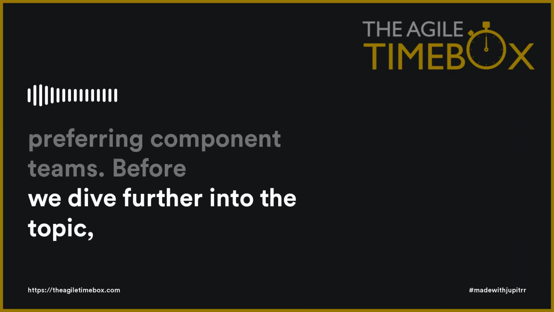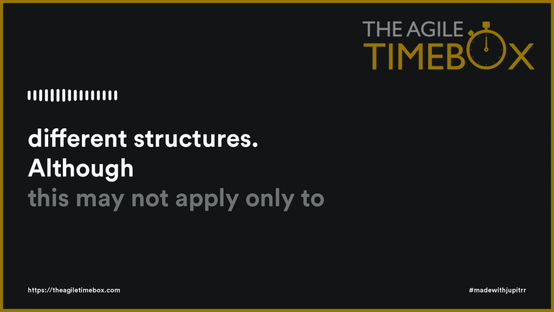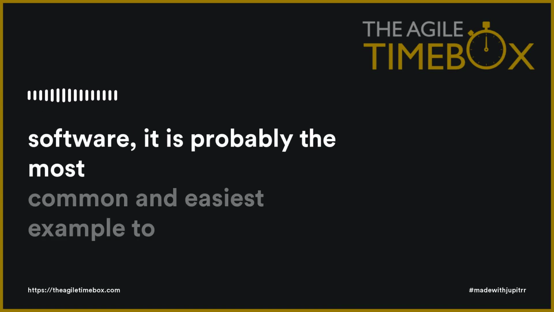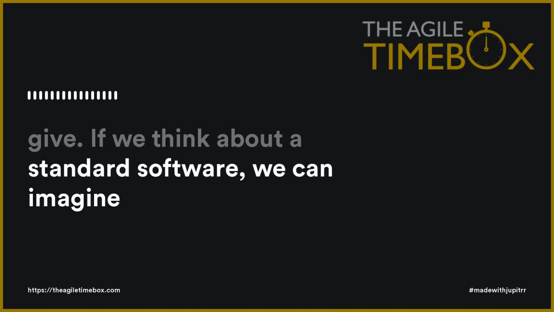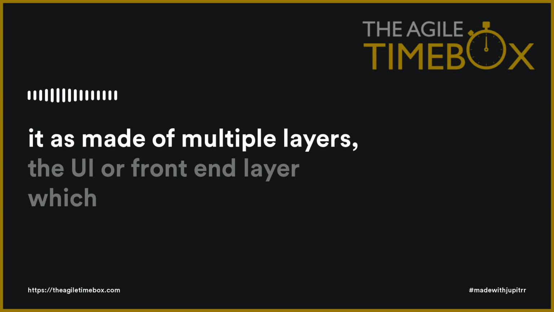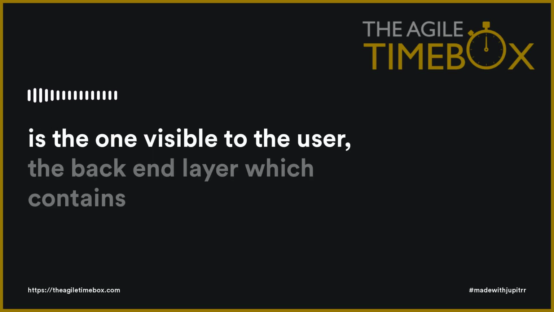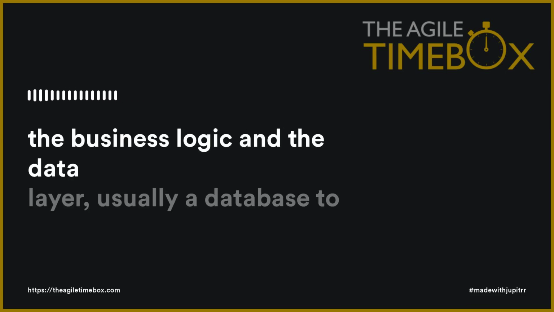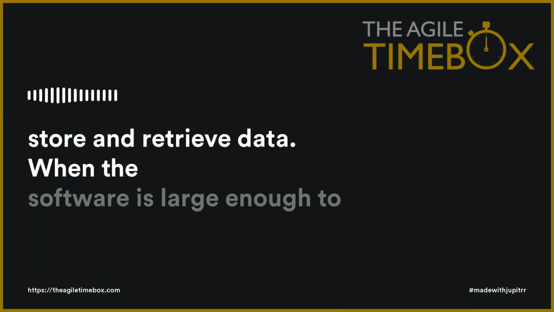Before we dive further into the topic, let me quickly explain the basic difference between the two different structures. Although this may not apply only to software, it is probably the most common and easiest example to give. If we think about a standard software, we can imagine it as made of multiple layers. The UI, or front-end layer, which is the one visible to the user. The back-end layer, which contains the business logic. And the data layer, usually a database, to store and retrieve data.